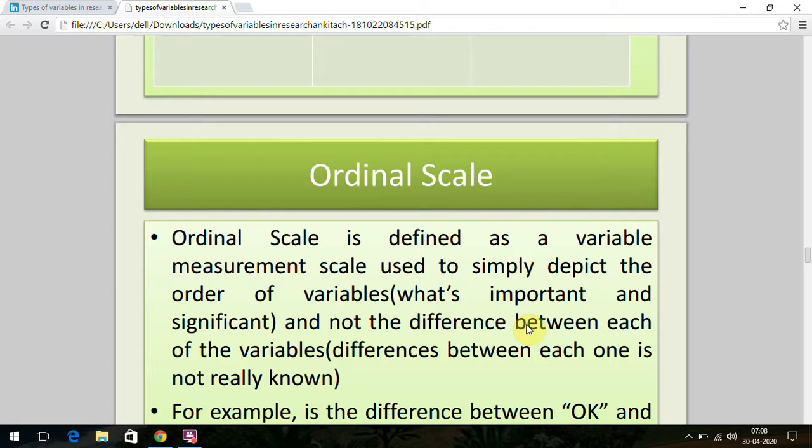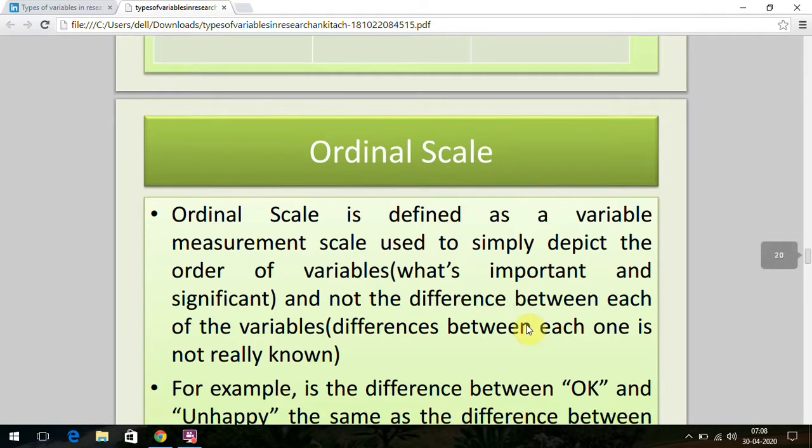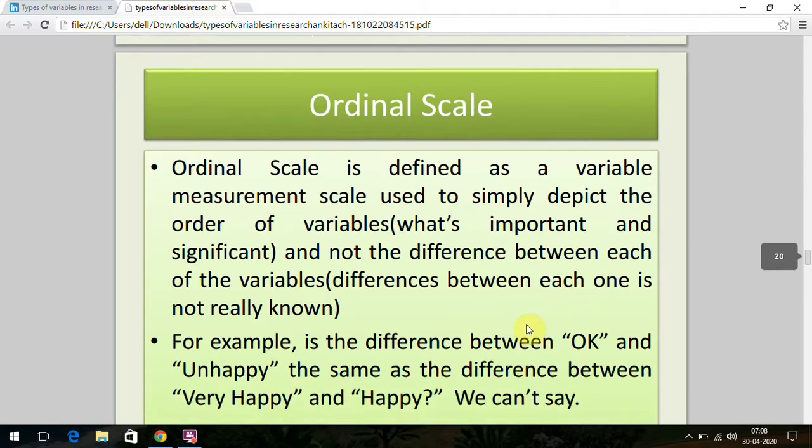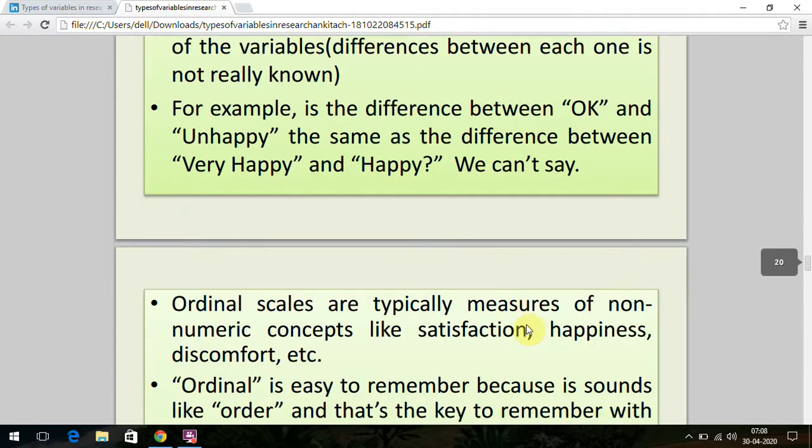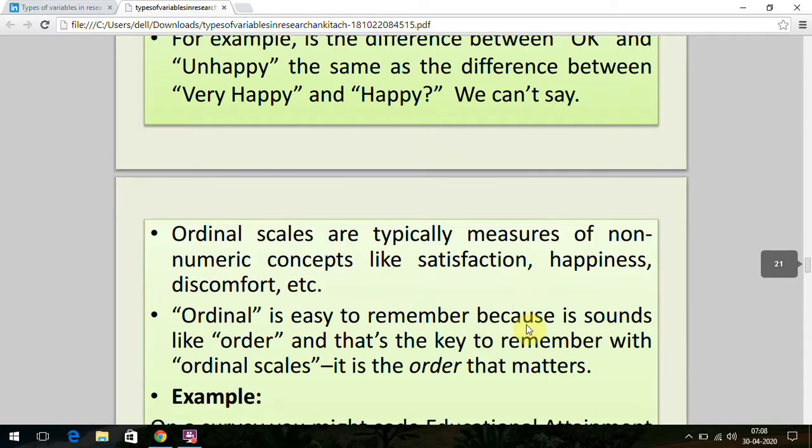First, second, third, fourth. The first two will be different from the fifth. You can do comparison between the categories. Like unhappy, very happy. So happy and very happy are related. One is positive side and one is negative side. So ordinal scale is just like our Likert scale.